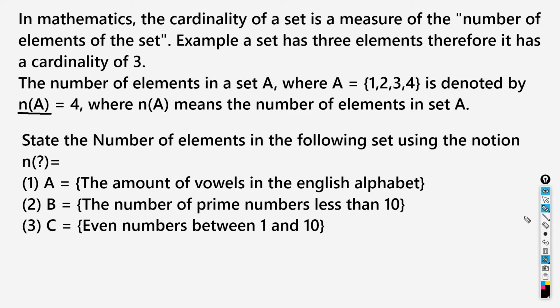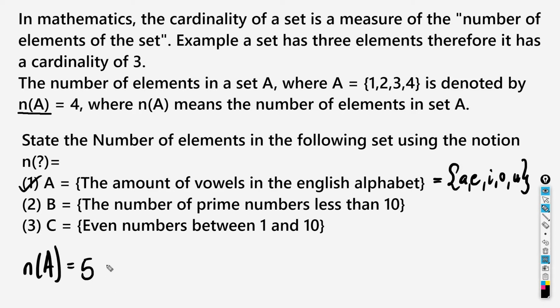We're doing this last example before we move on to some more definitions. It says state the number of elements in the following set using the notation n(?) is equal to. For the first one, it says A is equal to the vowels in the English alphabet. To find the number of elements in A, how many elements are there? It's A, E, I, O, U. So it's actually 5 elements that are in A. That's the answer for A: 5 elements are in the set A.